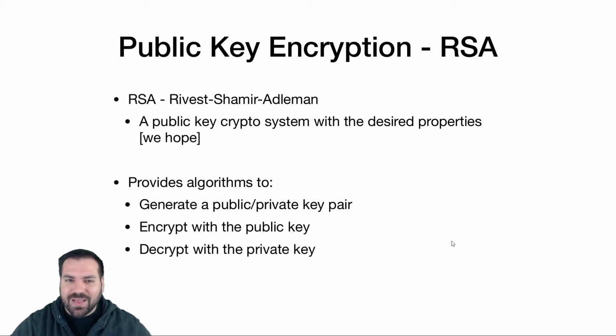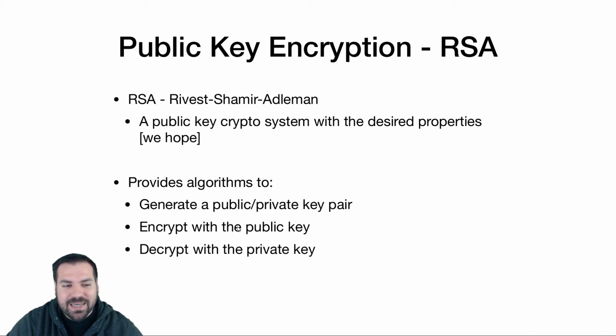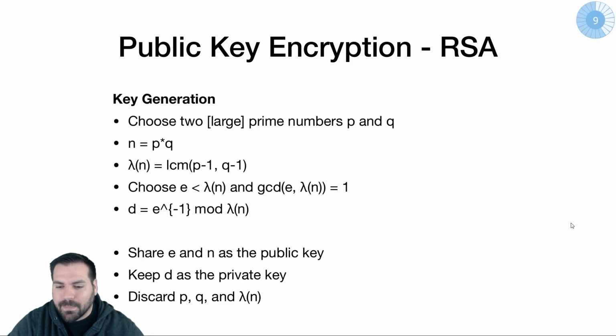Which is always the underlying kind of scary part of encryption, is it's just the best we can do, and we think it's cool. But it might not be. So live in fear always. So what we get with RSA is a way to generate the public-private key pair that are linked. We can encrypt with the public key and decrypt with the private key. And this is how we do that.